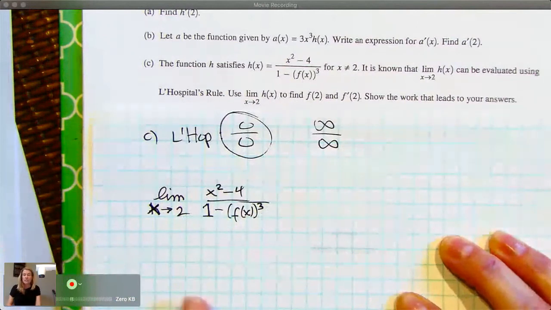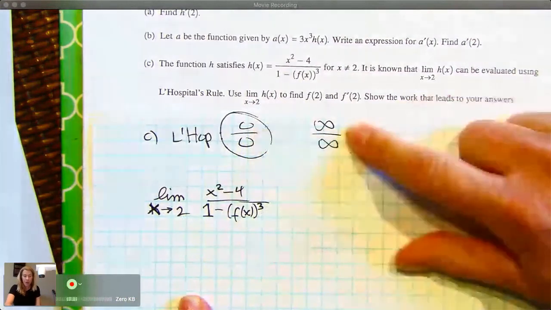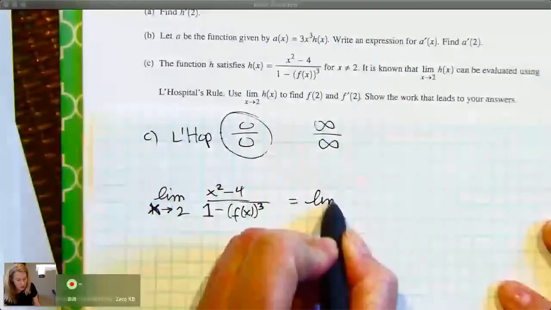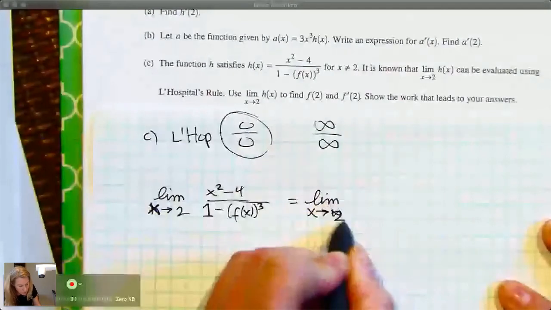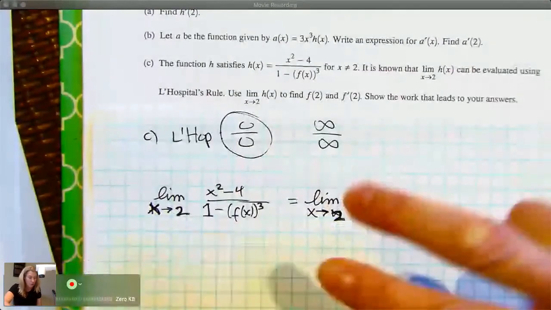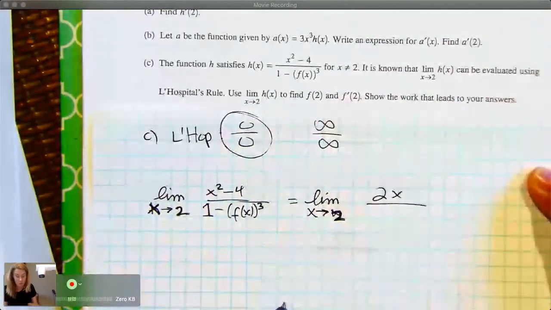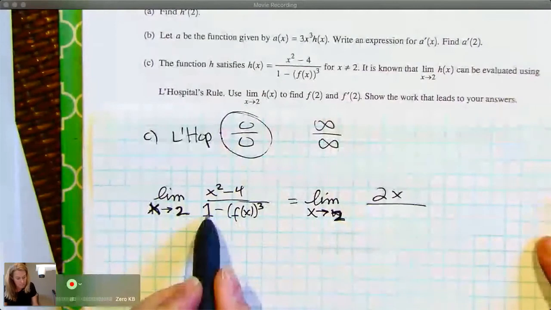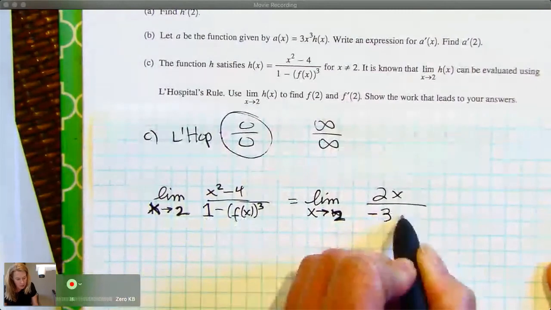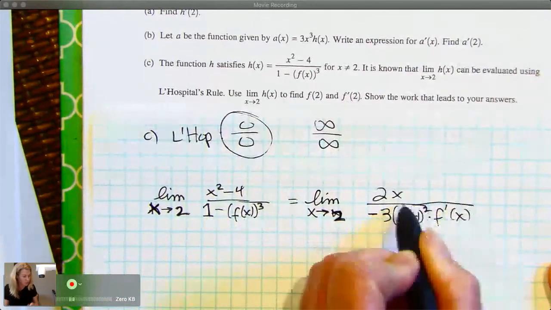Okay, so the deal with L'Hopital's rule is if you do have a 0 over 0 or an infinity over infinity, you can evaluate that function further. We know that this limit is equal to derivative over derivative here. So the derivative of the top gives me 2x, the derivative of the bottom separately, I get 0 for the 1, minus, and I've got to use a little chain rule here, 3 times f of x squared, and then chain rule f prime of x.